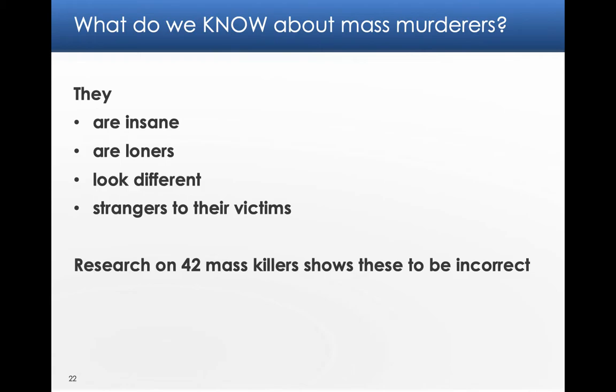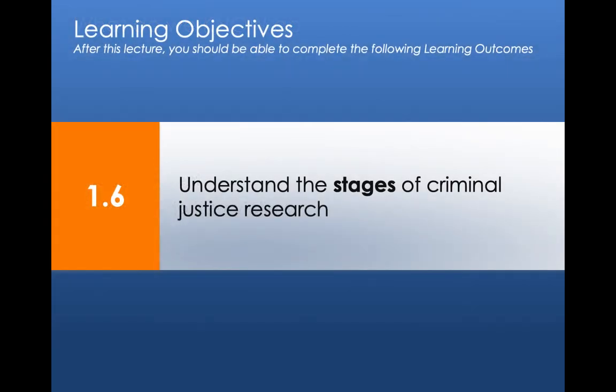So what do we know about mass murderers? Well, some of you have taken a class on mass shootings and have taken the homicide class, so you might know a little bit more about mass murderers. But generally the public thinks they're insane, they're loners, they're strangers to their victims. But research on 42 mass killers shows that this is not actually correct. And how do we know that? We know that by doing research.